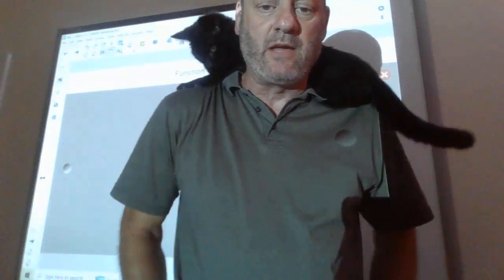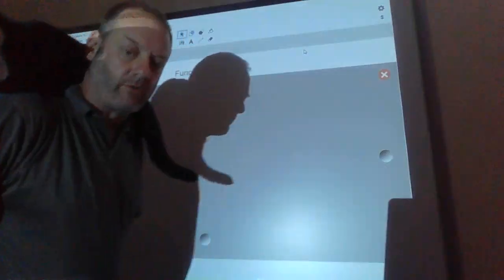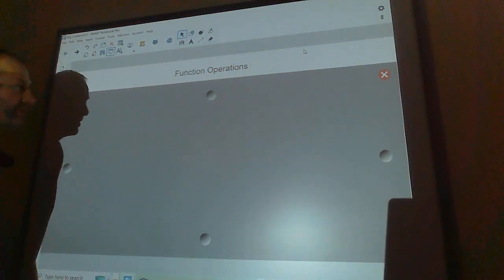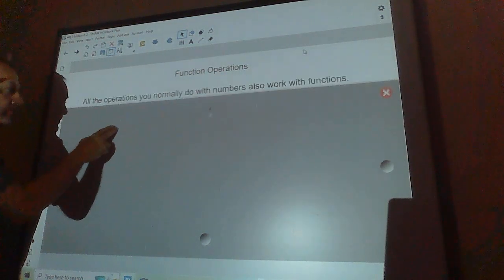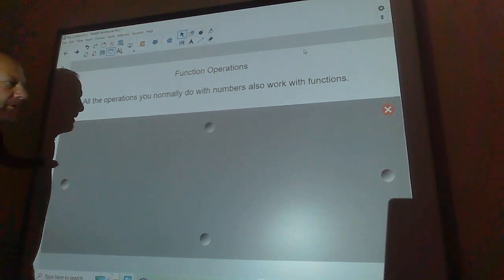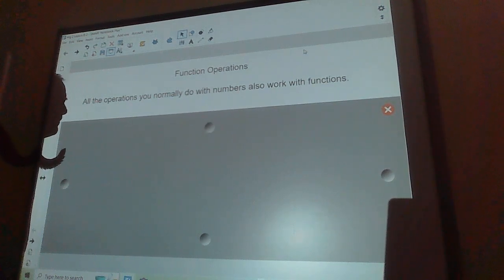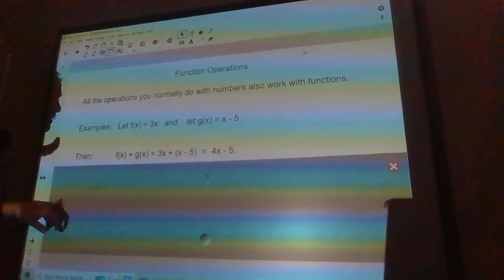Hey guys, here today with Luna the Math Cat, and we are going to talk about function operations today. So, all the operations you normally do with numbers also work with functions.